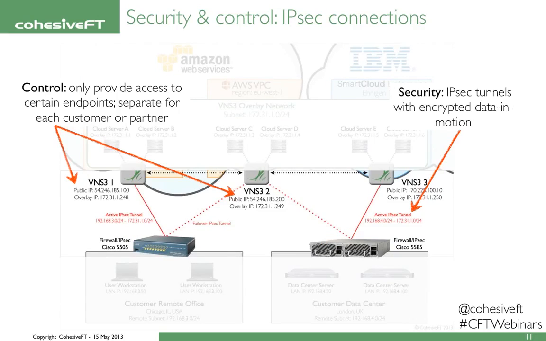Next, you'll notice the connections. Security here is provided by industry standard things such as IPsec. So encryption for all data in motion goes from the remote locations and into the cloud. Control in this instance is definite, as you can only provide access to certain endpoints. Each endpoint is separate for individual customer or partner connections.